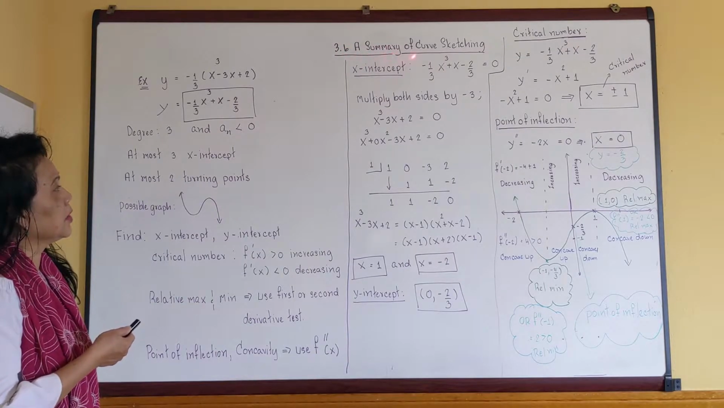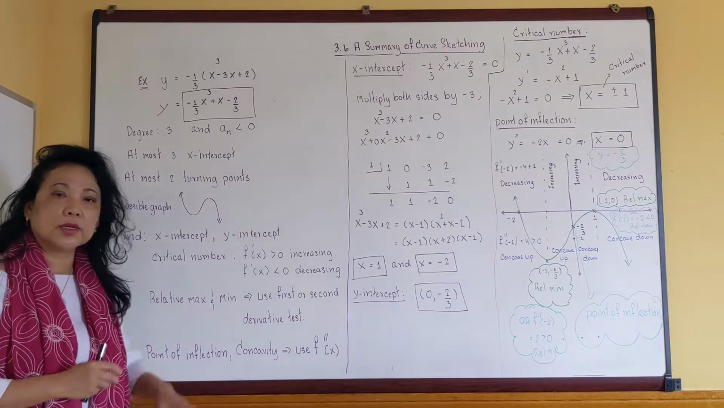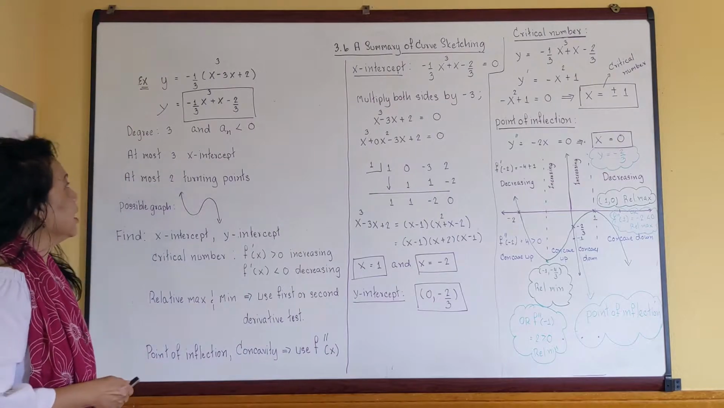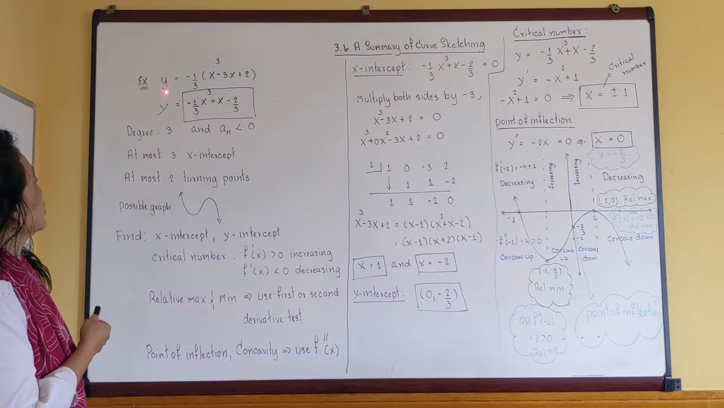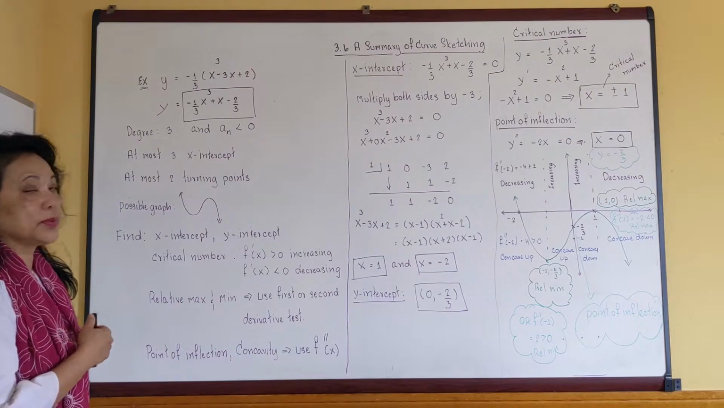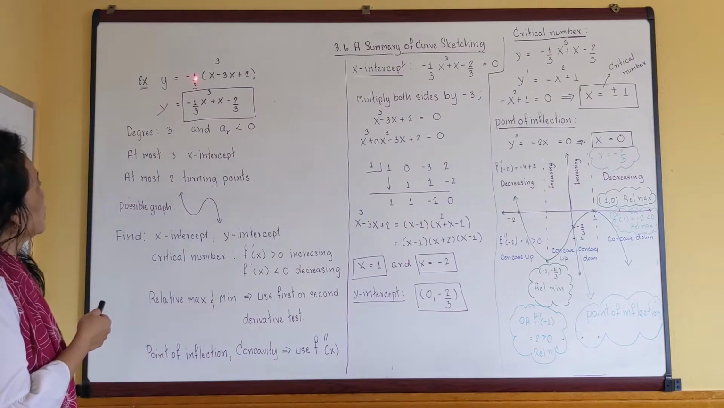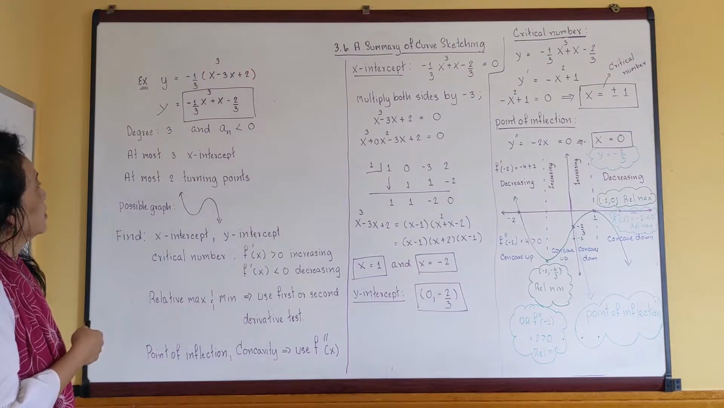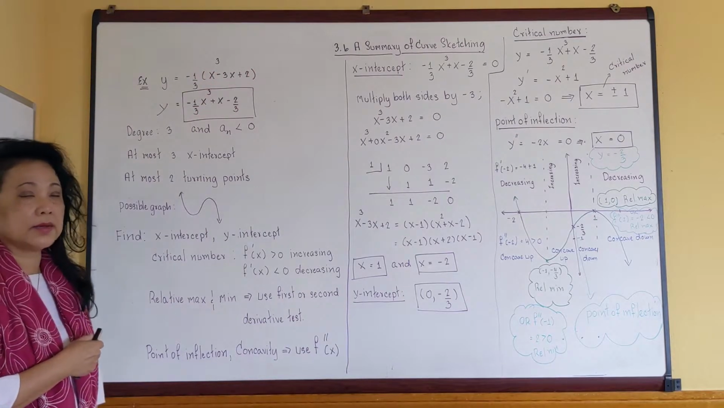3.6, a summary of curve sketching. So we're going to put everything together, alright? Let's look at my equation here. I have y equal to negative 1/3, parenthesis, x to the cube minus 3x plus 2, close parenthesis. I'm going to distribute minus 1/3 in, and this is what I get, alright?